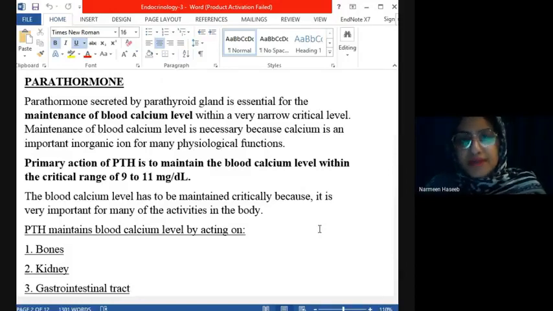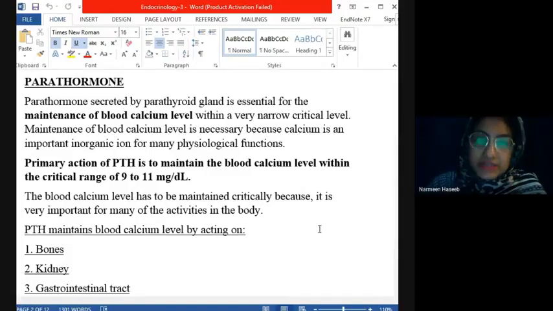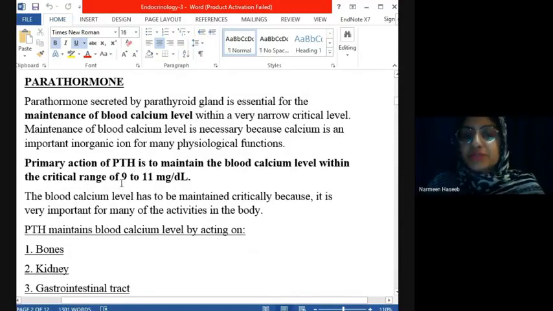Parathormone secreted by the parathyroid gland is essential for the maintenance of blood calcium level within a very narrow critical range. Maintenance of blood calcium level is necessary because calcium is an important ion for many physiological functions. The primary action of PTH is to maintain the blood calcium level within the critical range of 9 to 11 milligram per dl. So 9 to 11 milligram per dl is the normal critical range in between which the calcium should be maintained in your blood. The blood calcium level has to be maintained critically because it is very important for many activities in the body.